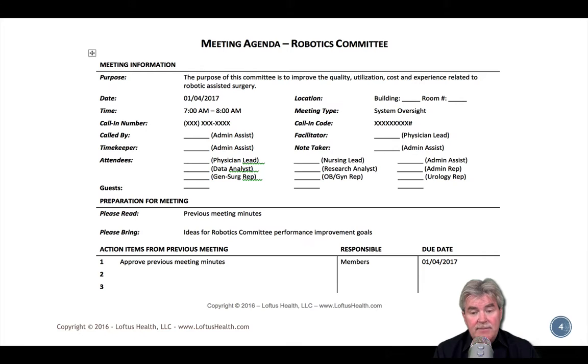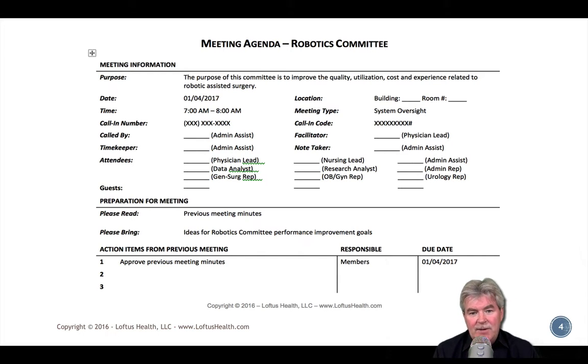But remember, if you use the same room, there's a good chance you'll be using the same call-in number and the same phone. Try to keep that consistent. It's amazing how many times physicians, when they see a consistent number, will just add it to their contacts so they can automatically call it. Or if they're driving, they can just say, Siri, call the Robotics Oversight Committee tonight, and it calls in for them.